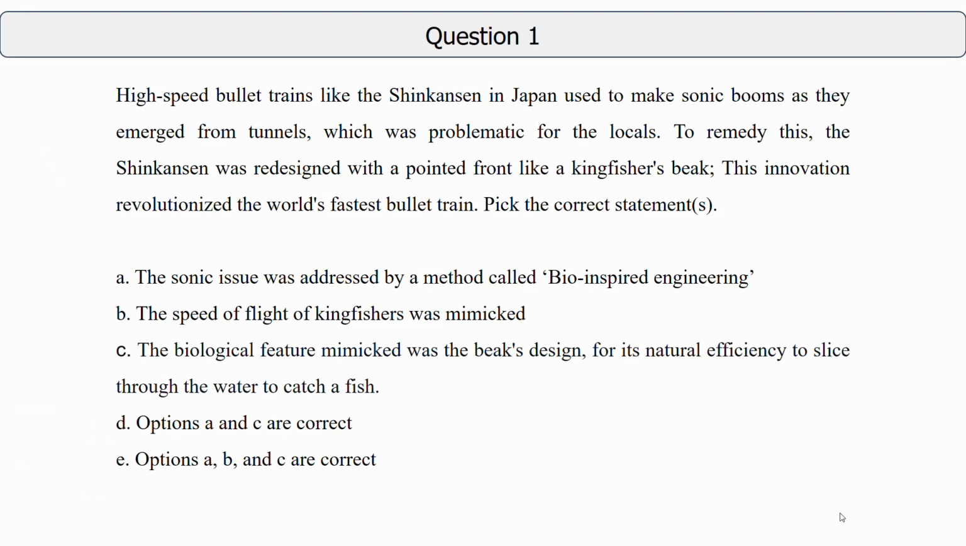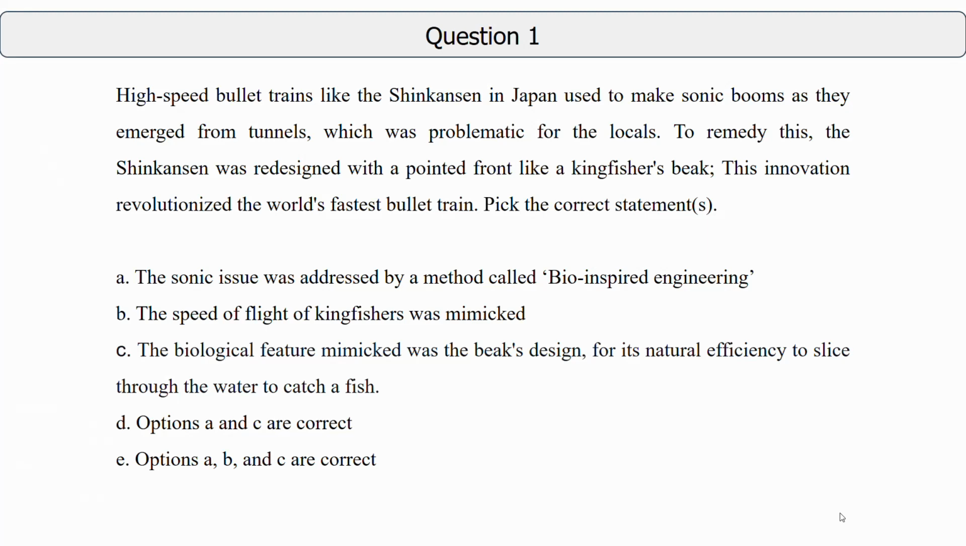Sir, actually, option E is correct. Because bio-inspired engineering is inspired by the biological phenomenon and behavior of animals. This addresses the engineering issue like the sonic booms that disturb people, which were reduced by looking at the beak of the kingfisher, which silently catches the fish in the water without making any sort of noise.